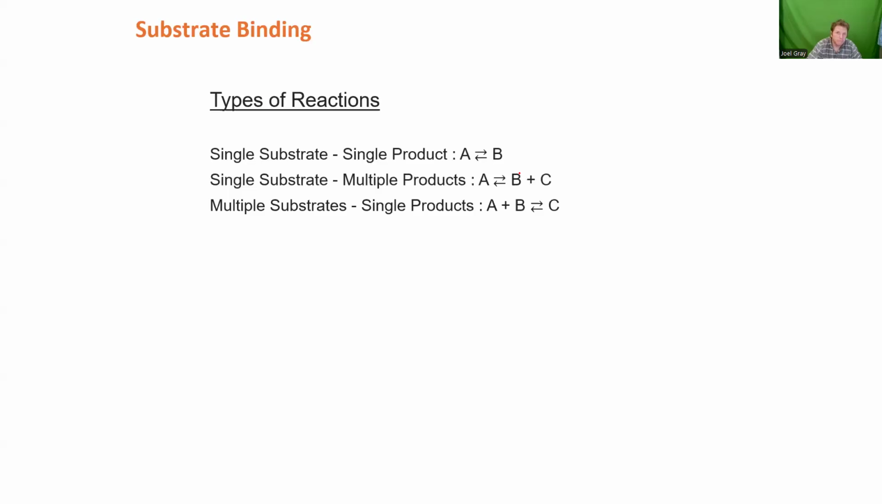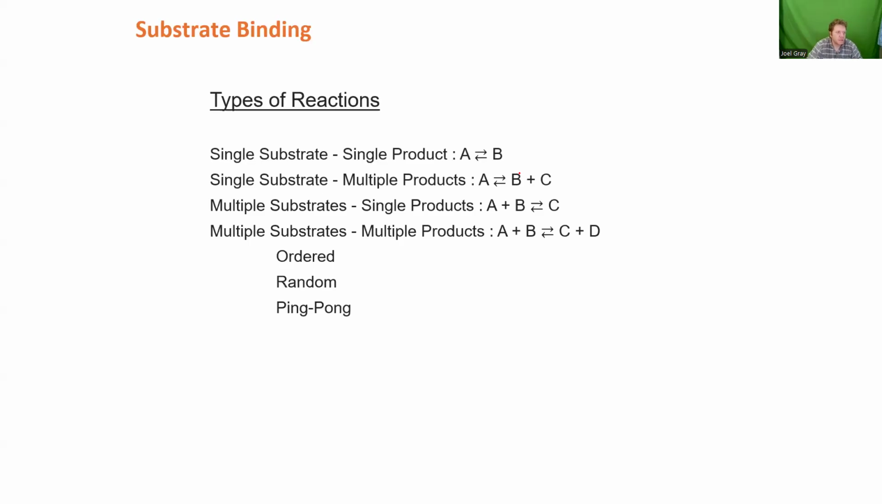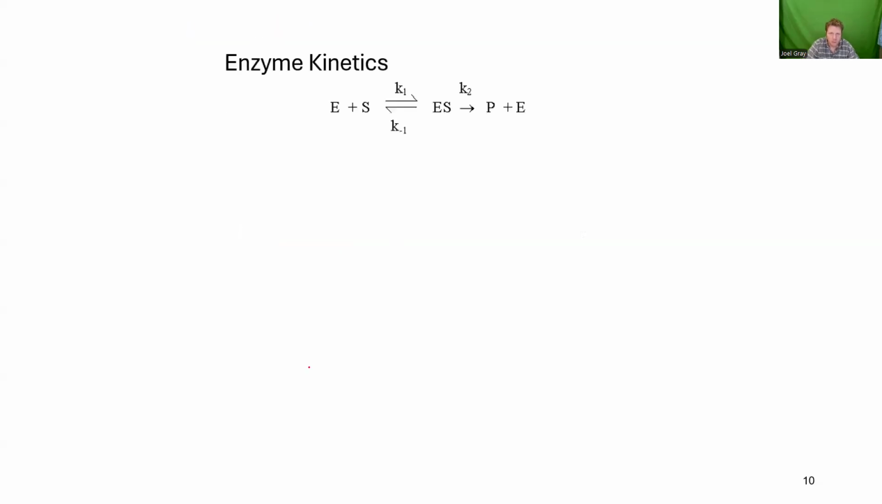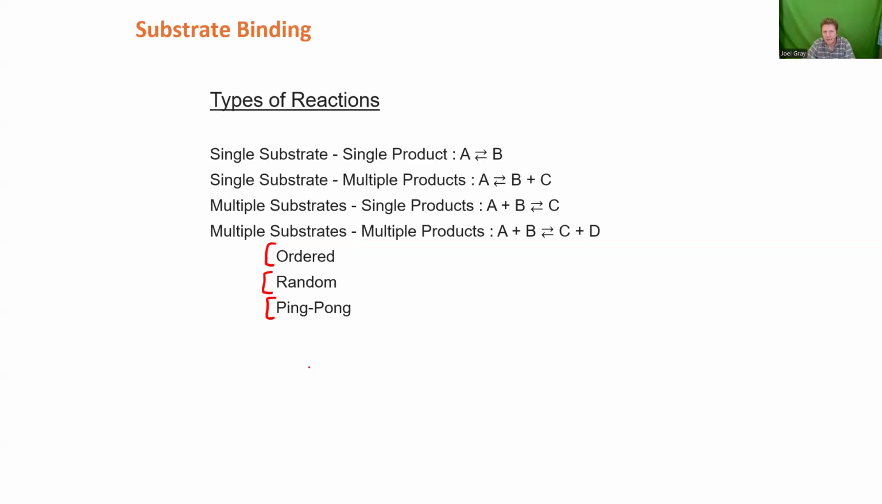Multiple substrates might be combined to make a single product, or we can have these bisubstrate or multi-substrate, multi-product reactions. Now, when it comes to these multi-substrate, multi-product reactions, they get a little bit hairy because the sequences and the patterns in which the binding takes place are a little bit variable. And that's where we have different terms. We have an ordered, a random, and a ping pong reaction.